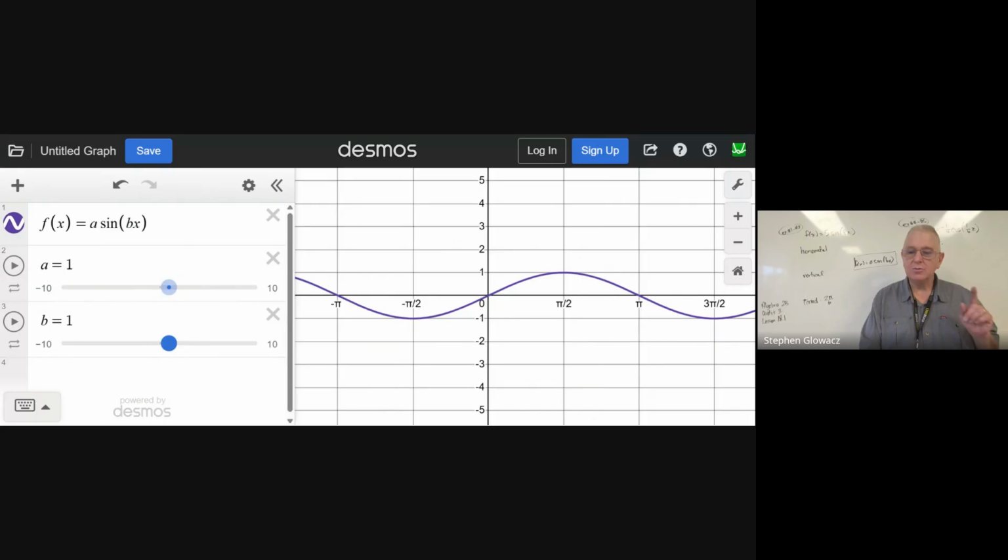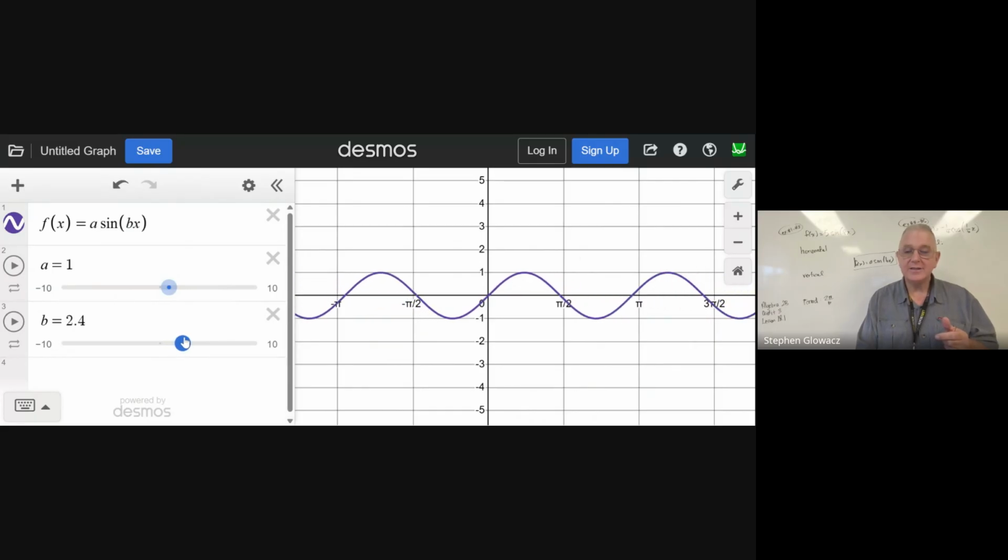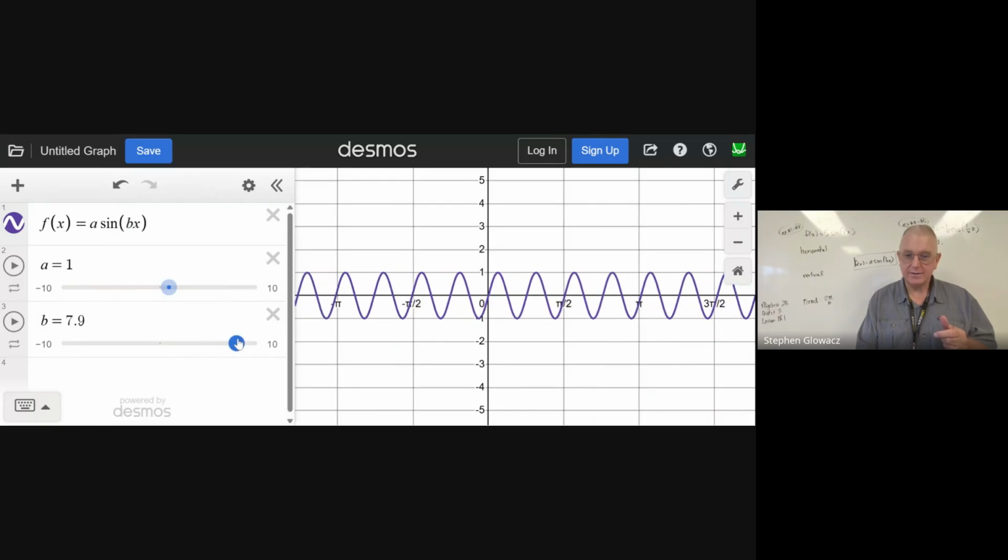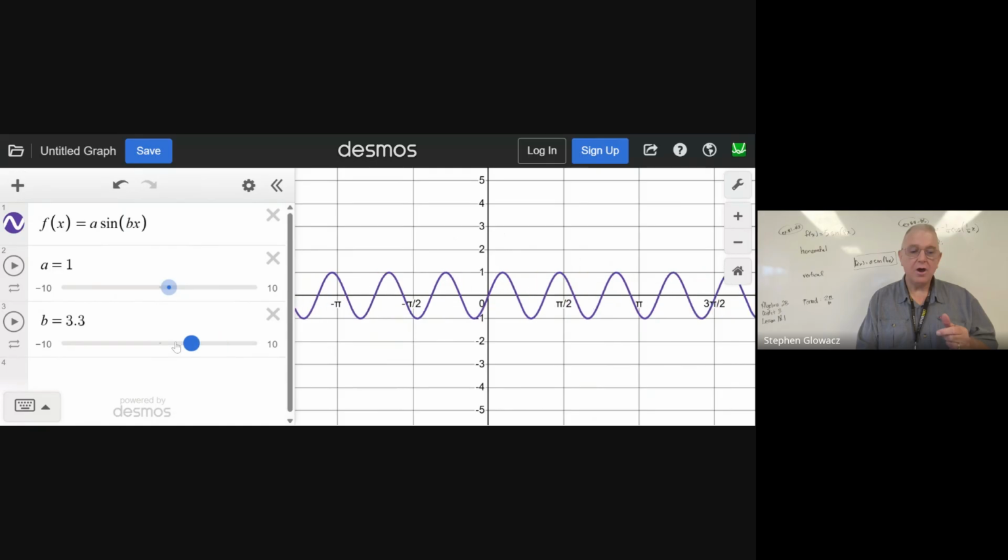But notice what happens when I make b larger. It doesn't stretch the graph, it's squishing it. It's compressing it. And notice, now let's go back to around positive 1 here. Now let's go the other way. Notice as I make b smaller, but still positive, it's stretching the graph.